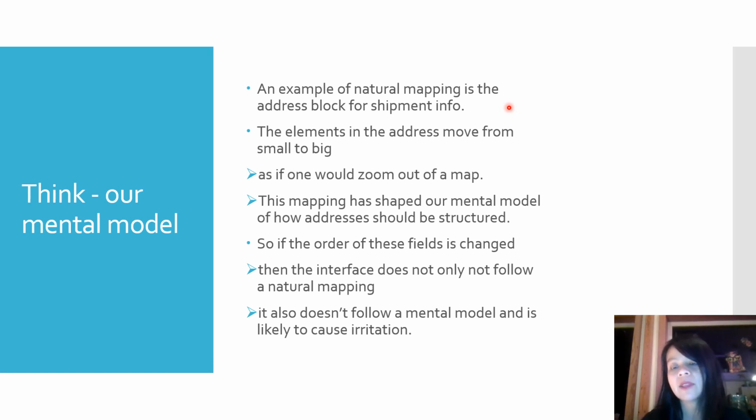So we have this virtual map in our heads. This mapping has shaped our mental model of how addresses should be structured, because we go small to big, right? So if the order of these fields is changed, it's really going to mess us up. The interface does not follow a natural mapping anymore. It doesn't follow the mental model that we have in our heads, and it's really going to cause irritation and disruption in the way that we fill out forms and cause error. Okay, so this is an example of how we need to follow natural mapping.